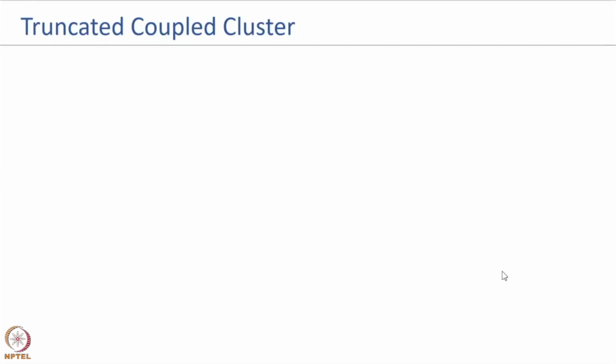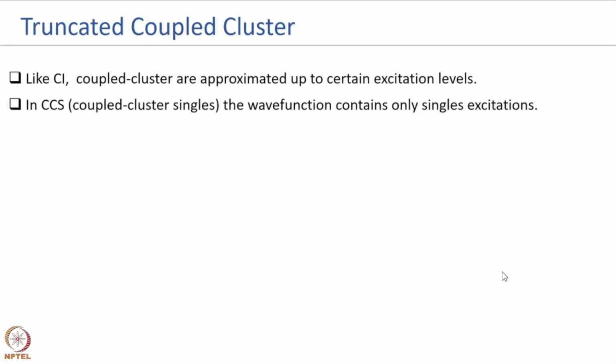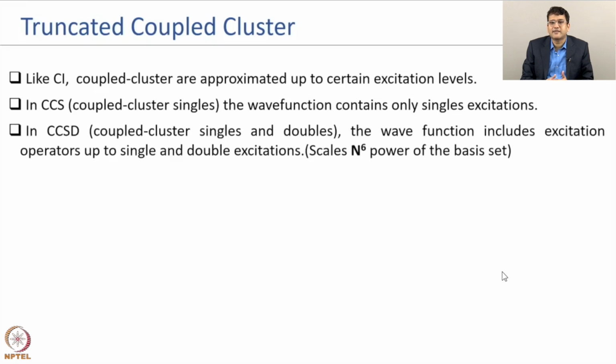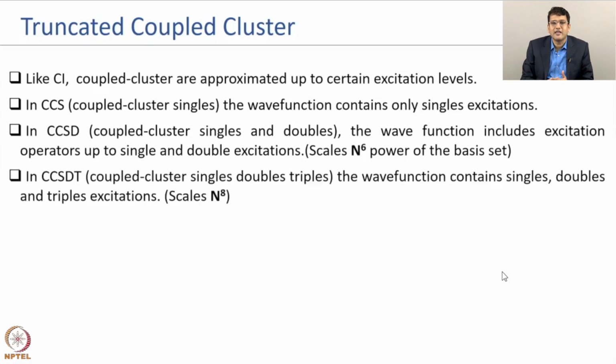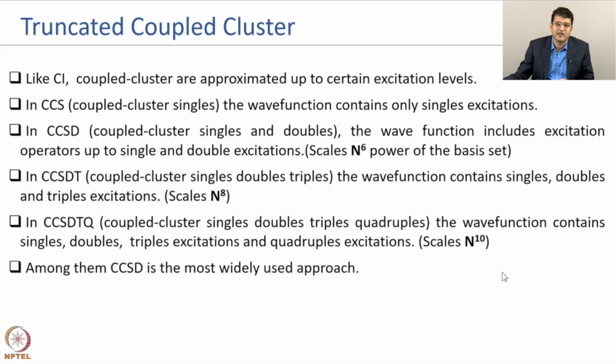So for all practical applications, one needs to truncate the coupled cluster operators. Like CI, the coupled cluster operators are approximated up to a certain excitation level. In CCS, the coupled cluster singles, the wave function contains only up to single excitation. In CCSD, the coupled cluster singles and doubles, the wave function includes excitation operators up to single and double excitation, and it scales as the 6th power of the basis set. In CCSDT, where you have singles, doubles and triples, the wave function contains 1 body, 2 body and 3 body operators, and scales as N to the power 8. You can go to CCSDTQ, singles, doubles, triples, quadruples. The wave function contains up to singles, doubles, triples and quadruple excitations.